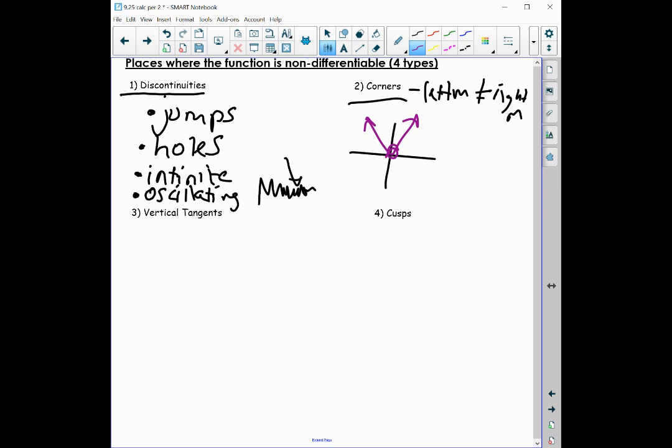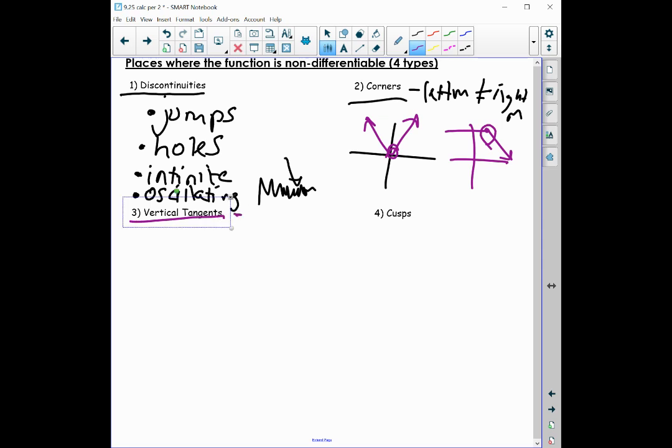Now, is the function continuous there? Yes, it's got a point, x at 0, 0. It's got a limit because the two functions are approaching the same height, and the limit and the point are the same. So that place is continuous, but it is not differentiable. So anytime we have a weird, sharp turn on a graph like that, that's going to be a place where the function is continuous, but not differentiable. It's called a corner.